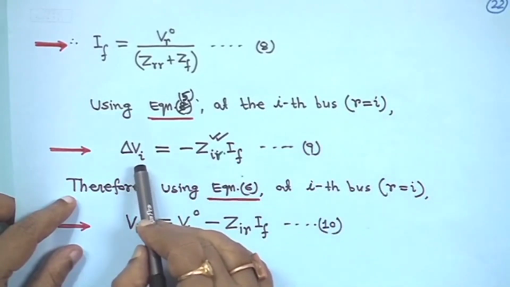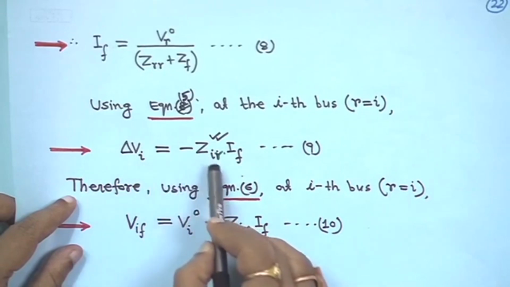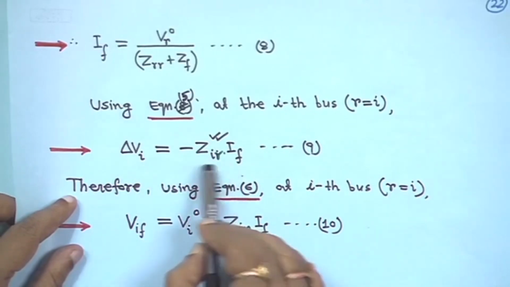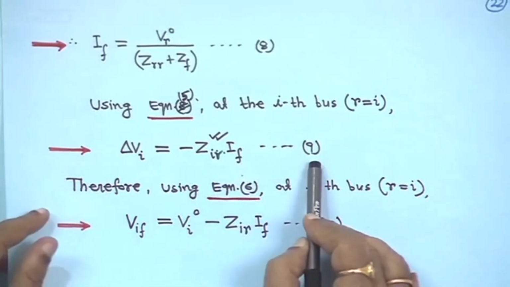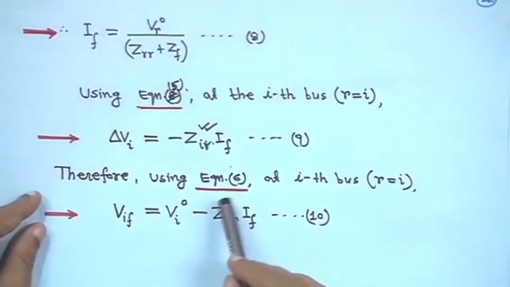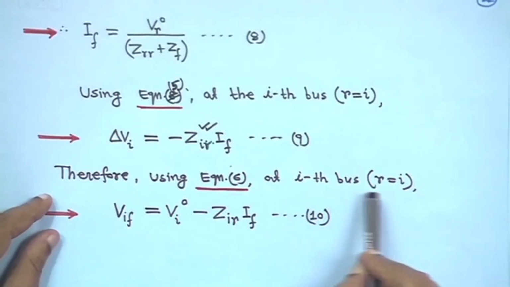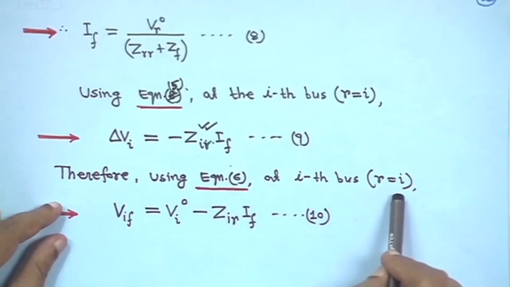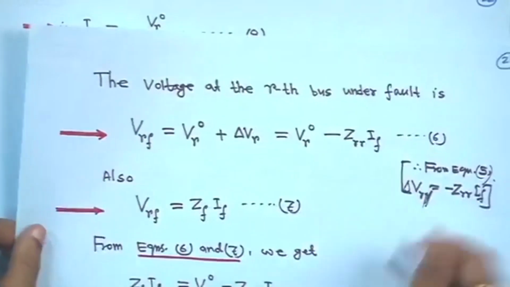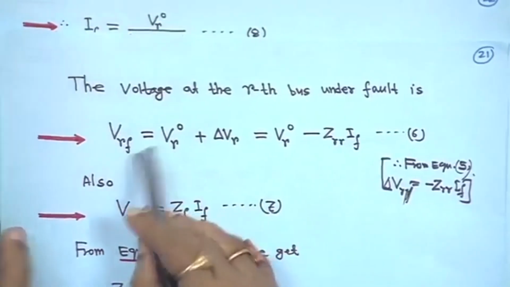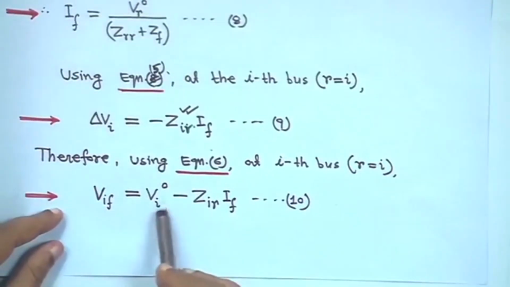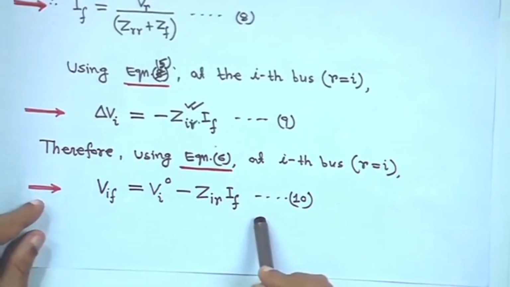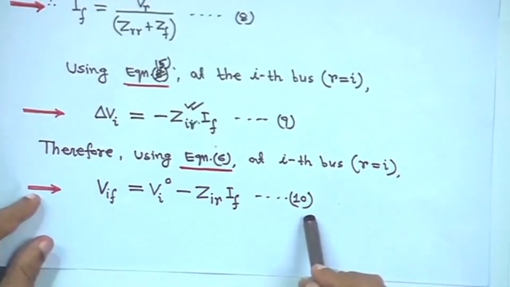So, that equation will become delta Vi is equal to minus ZIR into IF, right. Do not make it ZII, then it will be a mistake. This is equation 9, right. Therefore, using equation 6 at the ith bus, in equation 6 you put R equal to I, right. In that case VIF will become VI0 minus ZIR into IF. This is equation 10, right.